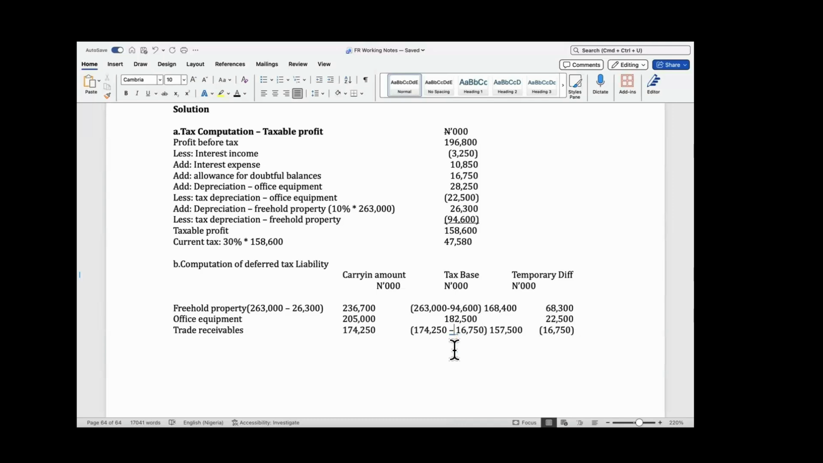What am I doing? How am I deducting it? They have already deducted it here to determine this. So I'll need to add it back, since the tax guy said don't deduct. But how much? 341,750. Oh yeah, sorry. 191,000. 91,000. Okay.